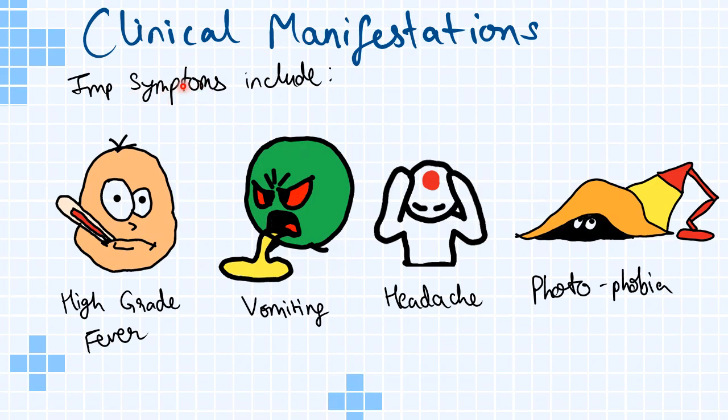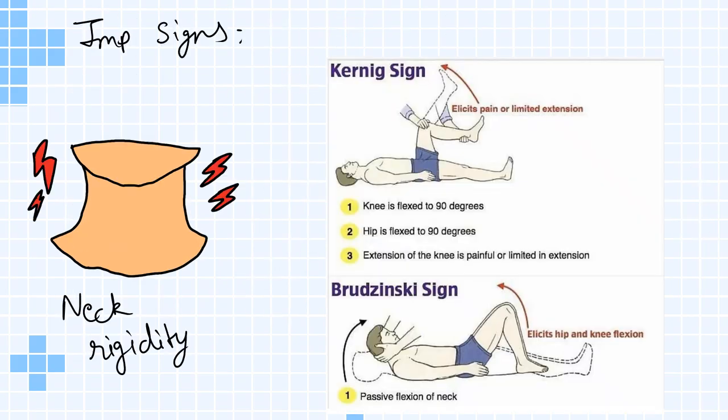Once infection develops, the patient shows the following symptoms, which include high grade fever, vomiting, headache, and photophobia, which means intolerance to bright light. The first sign is neck rigidity. In meningitis, the inflamed meninges become very sensitive. So, when the patient tries to flex the neck, stretching of these inflamed meninges causes pain and reflex muscle spasm, making the neck very stiff.